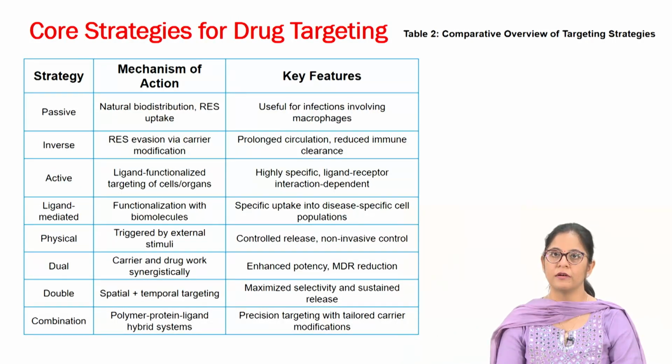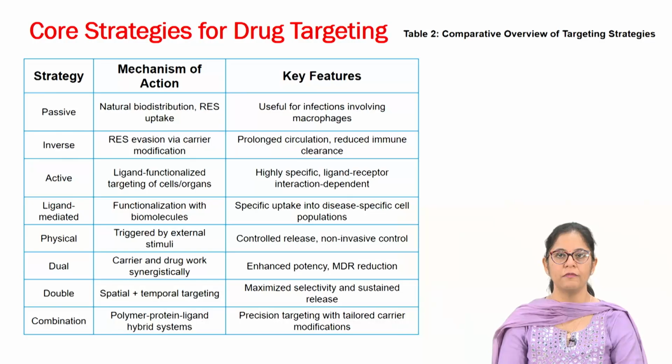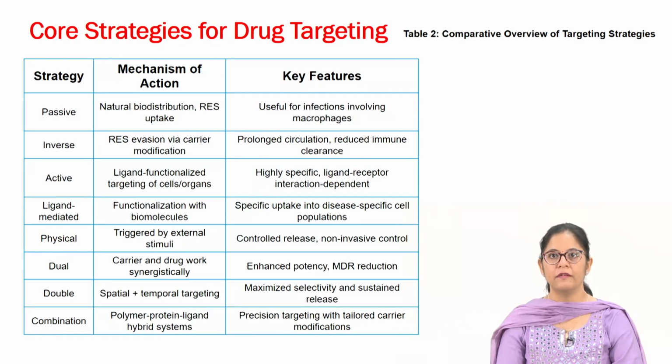So, the core strategies for drug targeting are: in the passive, natural biodistribution or reticuloendothelial system uptake is utilized. This is useful for infections basically involving the macrophages or the phagocytic system of the body. In the inverse strategy, the RES evasion via carrier modification is done, so that prolonged circulation and reduced immune clearance is observed.